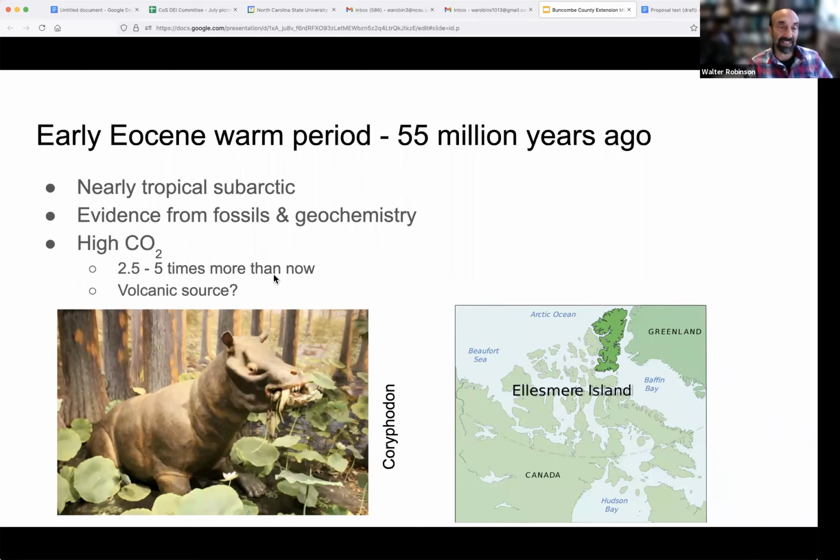Geochemical evidence shows that the carbon dioxide was much higher than it is now, 2.5 to 5 times higher. It's not known exactly why. Maybe a spate of volcanic activity put a lot of CO2 in the atmosphere. And so we had a climate that was much, much warmer than today during this Eocene warm period.